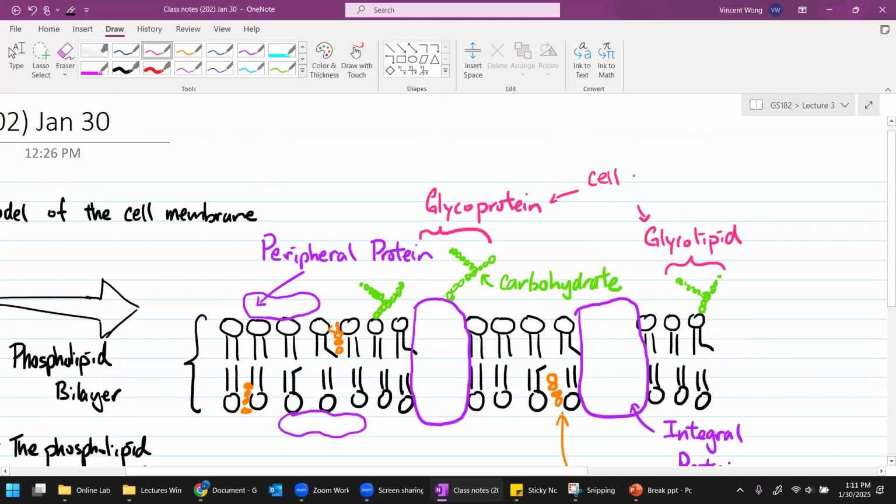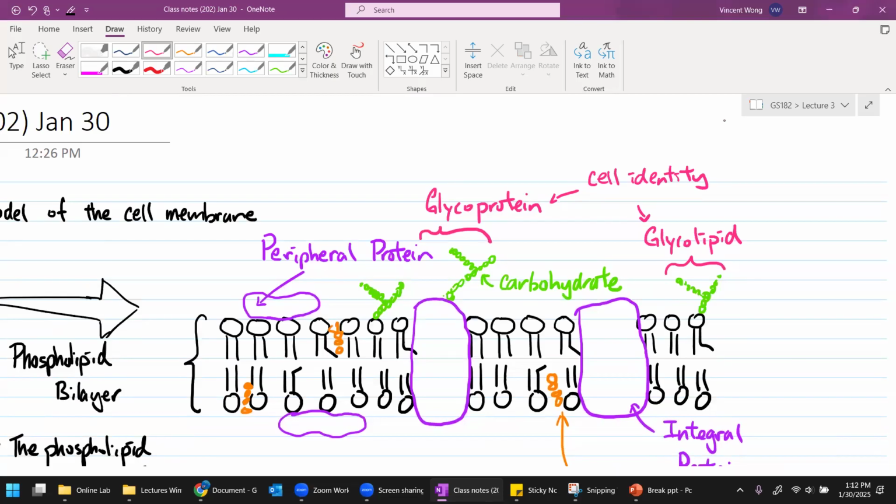If it's a protein with sugar, then the whole thing is called a glycoprotein. Glyco means sugar, a sugary protein. If it has lipid with some sugar, then we say glycolipid. I'll tell you more about these things later, but they play a role in cell identity.